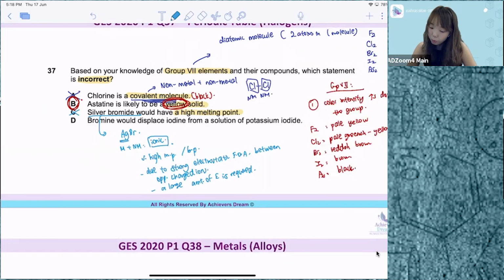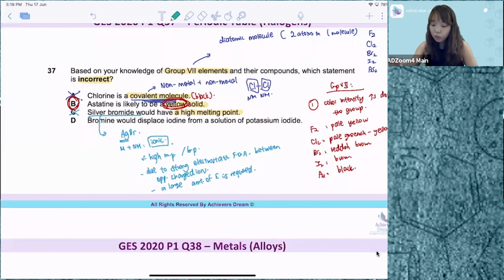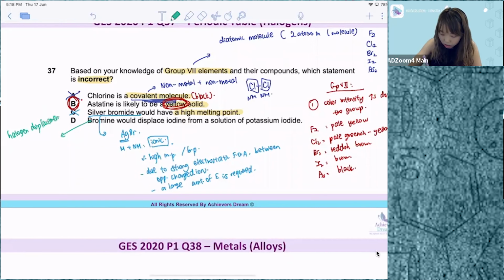Then for option D, bromine would displace iodine from a solution of potassium iodide. The concept they are testing here is halogen displacement. Halogen displacement works in the same way as metal displacement, whereby a more reactive halogen displaces a less reactive halogen from its salt solution.